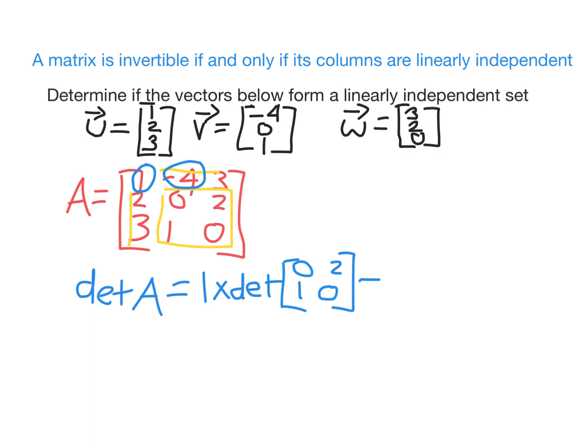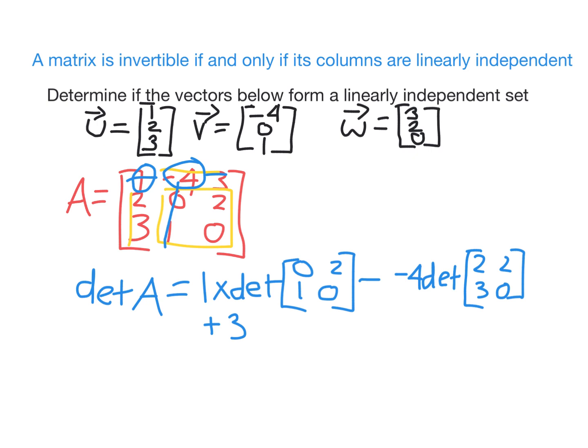We circle this. If we cross out the column and the row in which this number is, we're left with a 2 by 2 matrix. So we multiply -4 by the determinant of that matrix. And again, remember the alternating sign, so the last one's going to be positive. It's going to be +3.